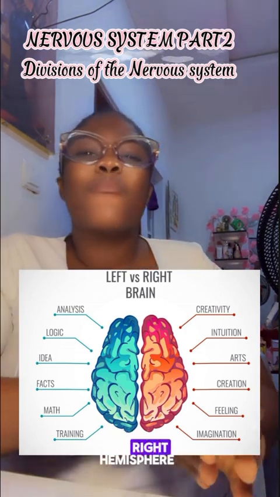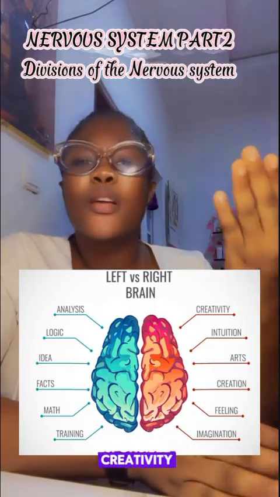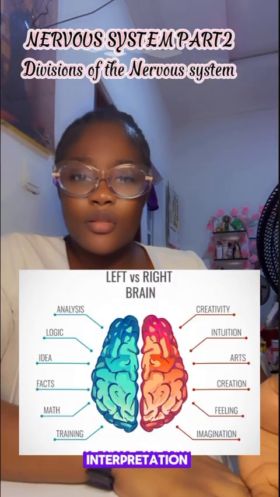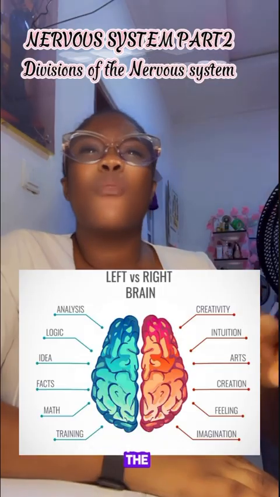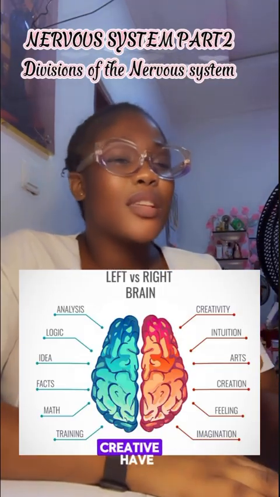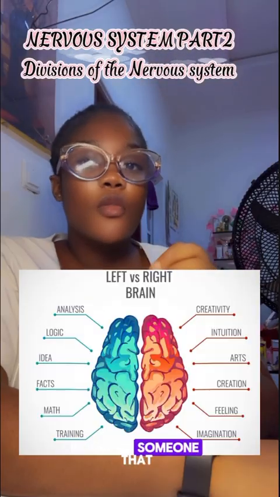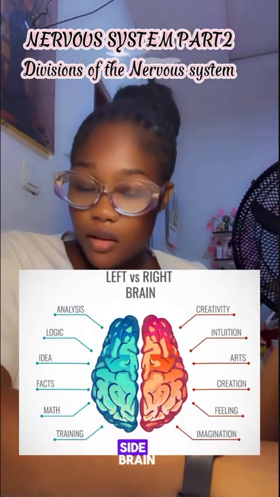Now let's talk about the right hemisphere. The right hemisphere is responsible for creativity. What other thing? We have art interpretation and facial recognition. If you're someone who is very creative, if you have a house, the way you arrange your house is so creative, you always bring out creative ideas for innovation. If you're very creative, just know that you think more from the right side of the brain.